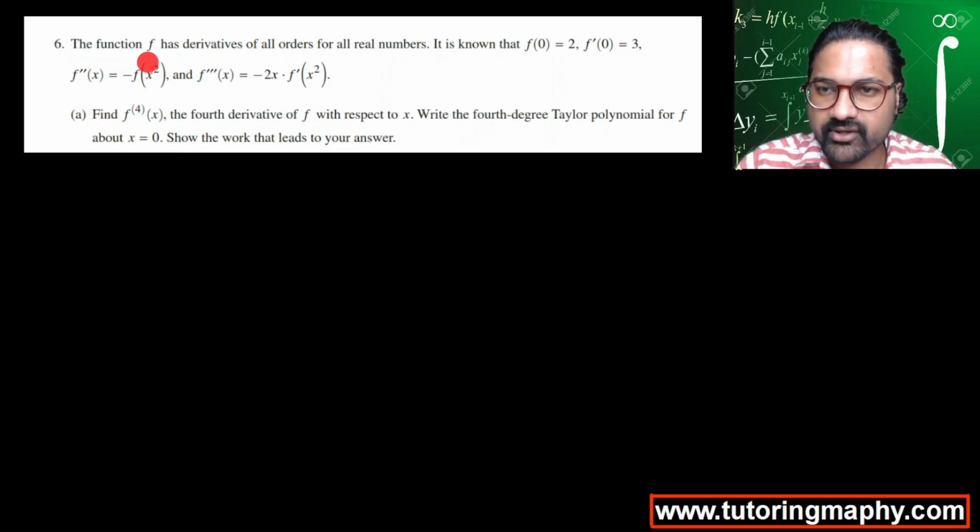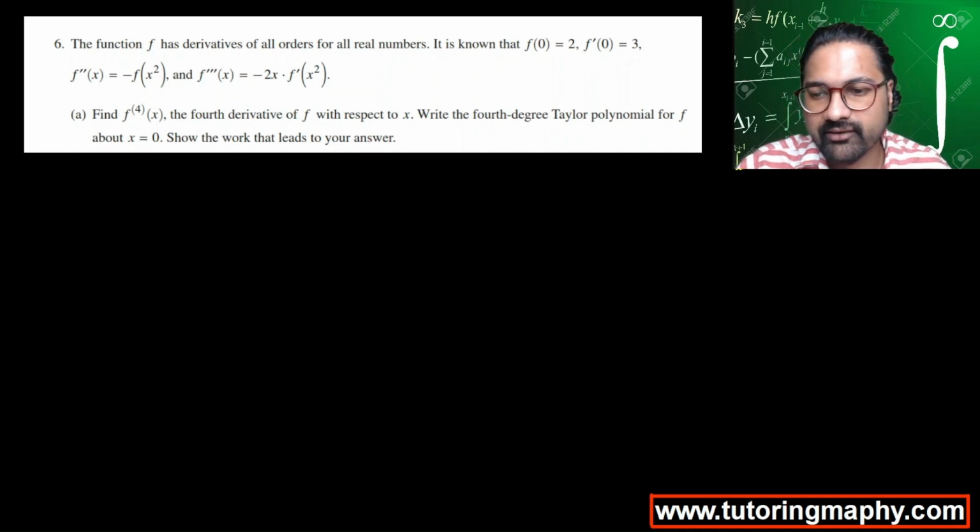The function f has derivatives of all orders for all real numbers. It's known that f of 0 is 2, f prime of 0 is 3, f double prime of x is negative f of x squared, f triple prime of x is negative 2x times f prime of x squared. Find the fourth derivative of f with respect to x, and write the fourth degree Taylor polynomial for f about x equal to 0. Show the work that leads to your answer.